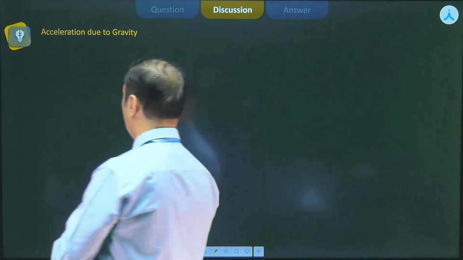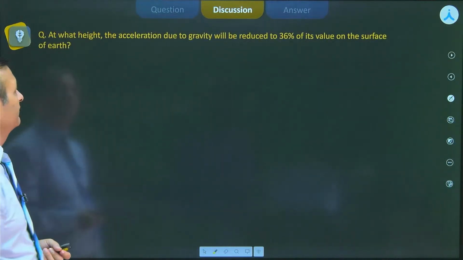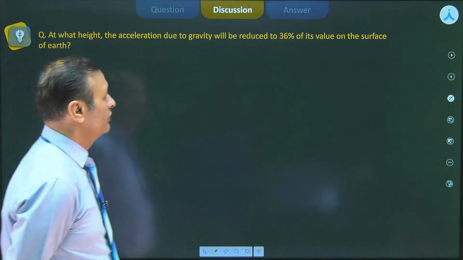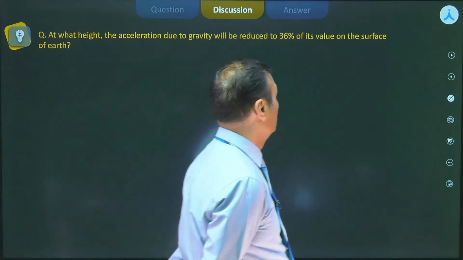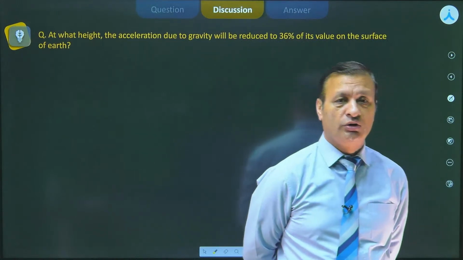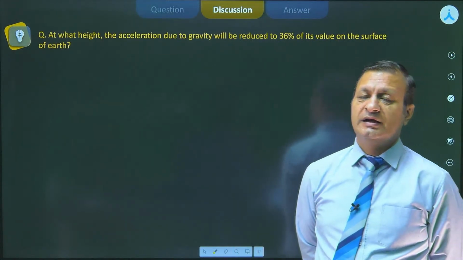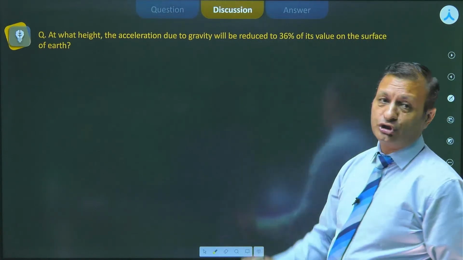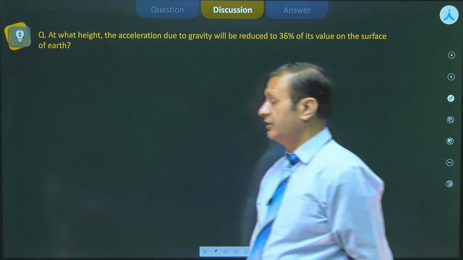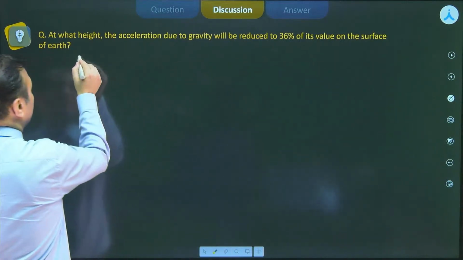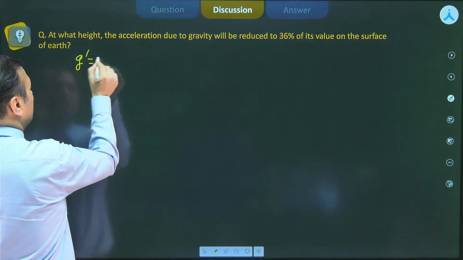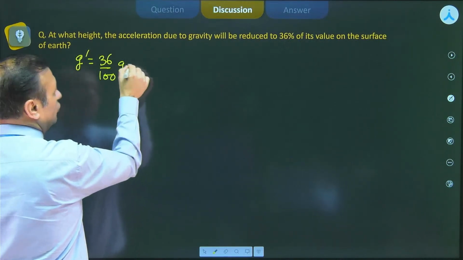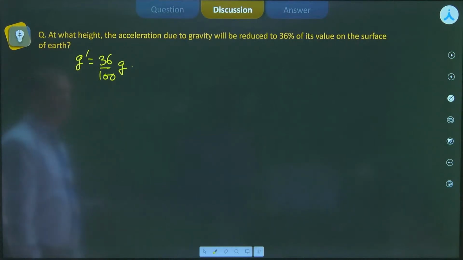Now, let us move to the numerical based on this. The very first question says, at what height will the acceleration due to gravity be reduced to 36% of its value on the surface. Now, first of all, tell me, do we understand it is reduced to? Okay. It means reduced to in the sense that the final g would be 36% of its value on the surface. So, this is the one.